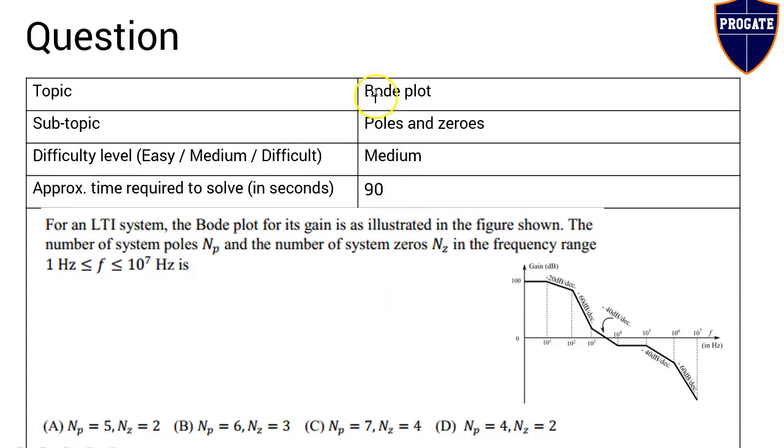This question is from the topic of Bode plot and the subtopic is poles and zeros. The difficulty level of this question is medium. The approximate time required to solve this question is 90 seconds.